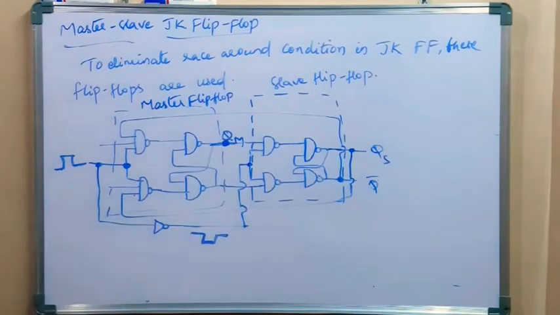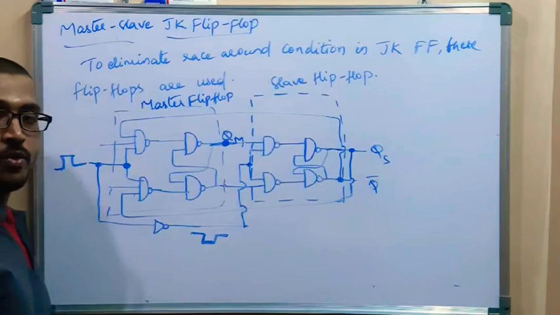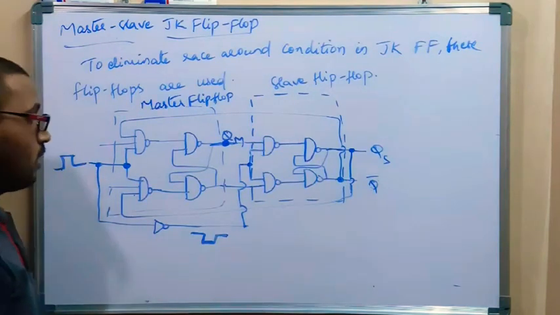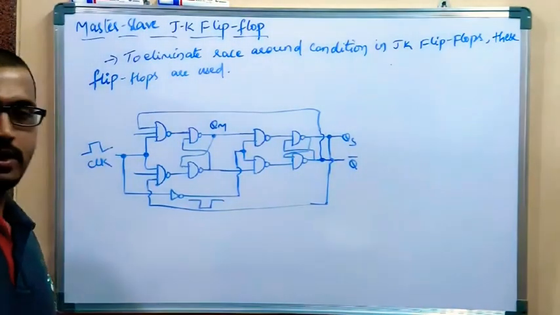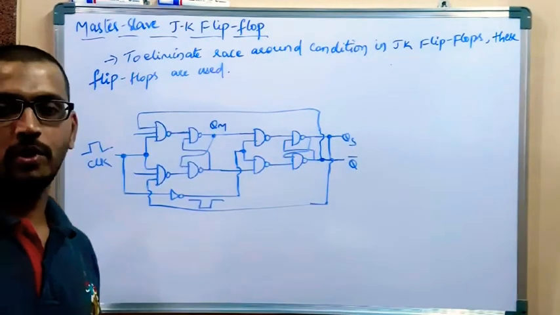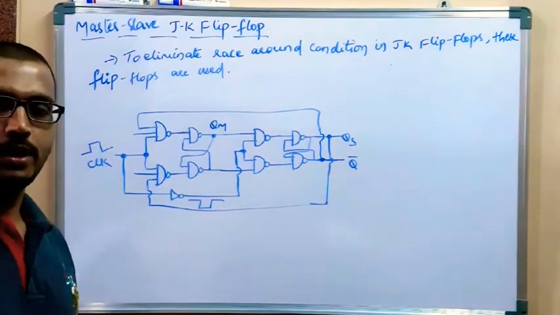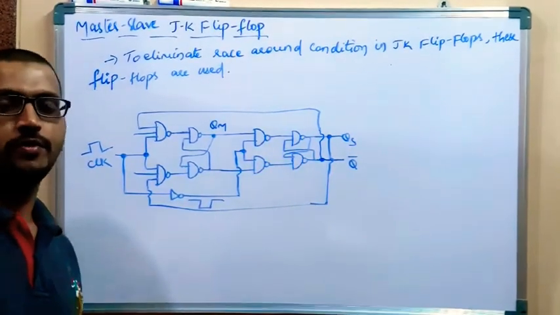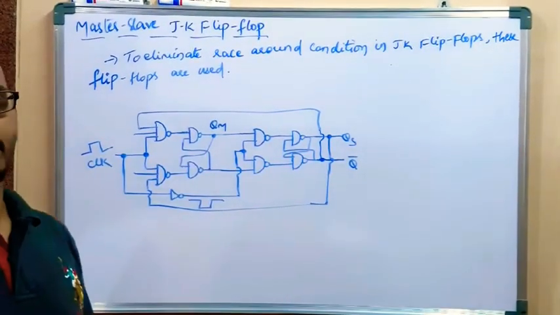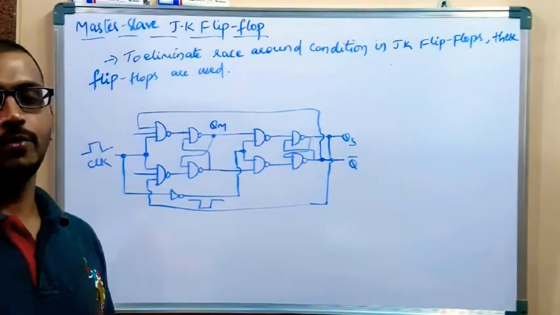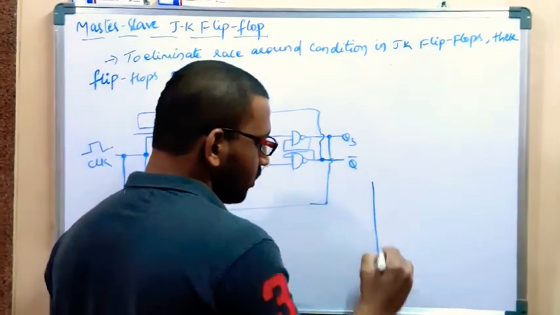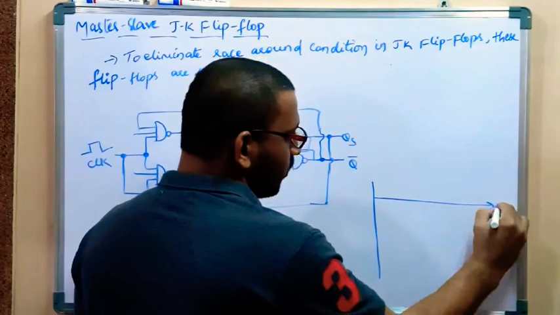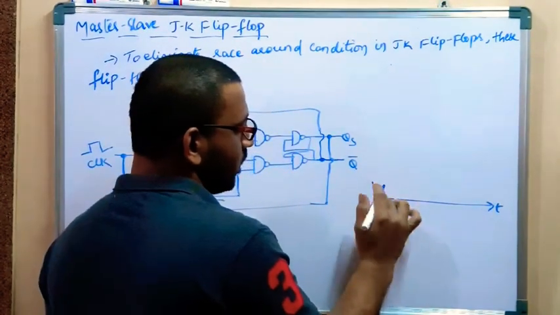See, I will take the same condition, that is in JK flip-flops we have a race around condition when both inputs J and K are 1 1. So this is J, this is K. Draw the waveforms for the same condition which we have taken in normal JK flip-flop. So when J is 1, K is 1, the output in normal JK flip-flop is continuously changing, so that is called race around condition. Let us see how it is going to be eliminated by using master slave flip-flops. So this is the clock pulse with respect to time. I am taking the clock pulse.